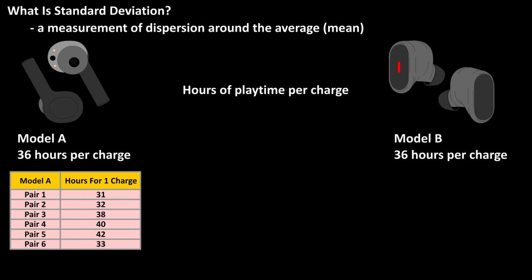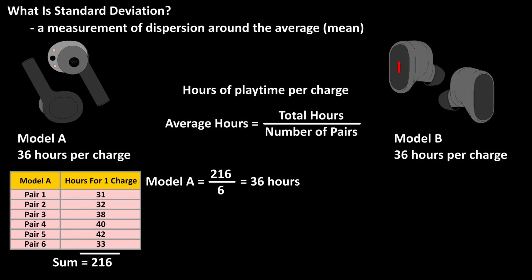Here is the chart for Model A. The first pair lasted 31 hours, the second pair lasted 32 hours, and so on. To calculate the average, we sum these up to get 216 hours. Next, we divide by the number of pairs, which is 6, and we get 36 hours as the average, which is what the manufacturer claimed.